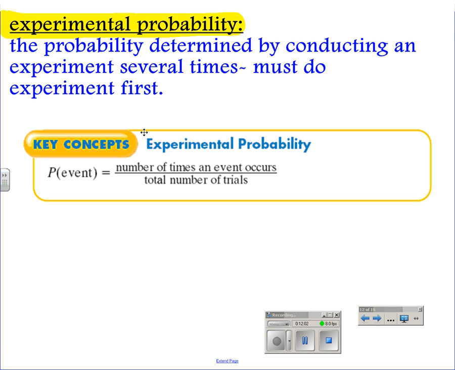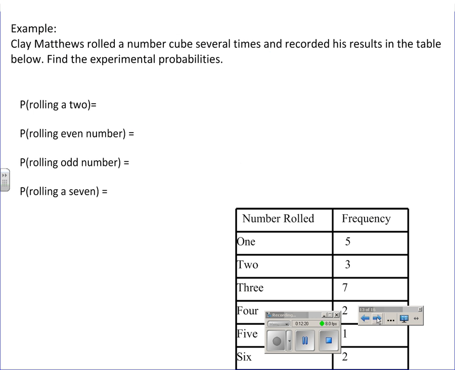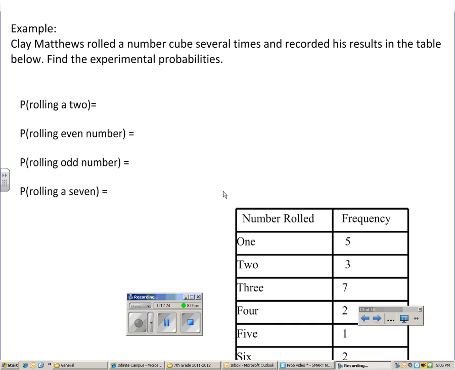All right, the other type of probability is called experimental probability. This is the probability determined by conducting an experiment several times. So you can only figure this probability out after you actually do the experiment. You have to do the experiment first. Let's take a look at an example. You should have this on your note page. I have my table here.